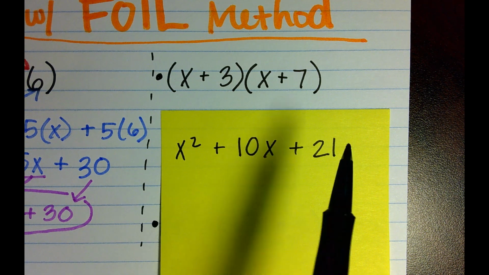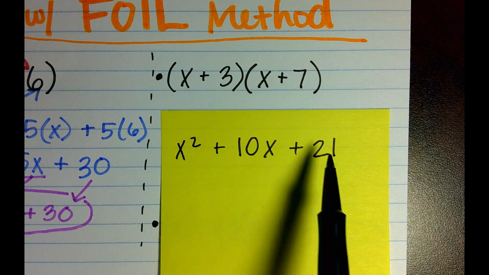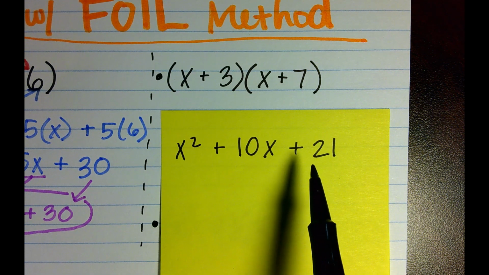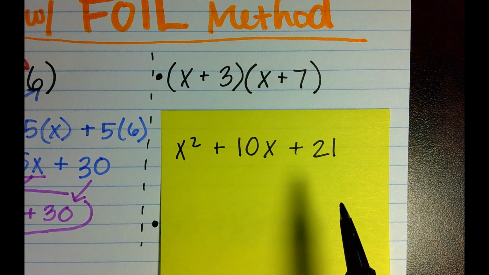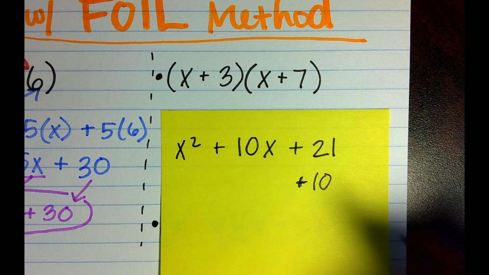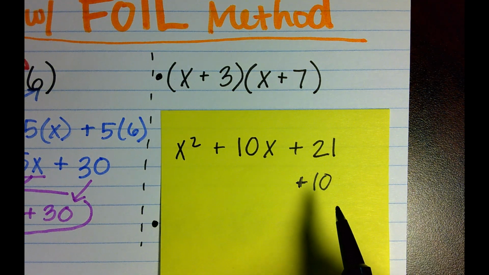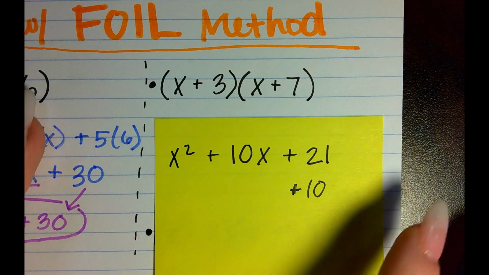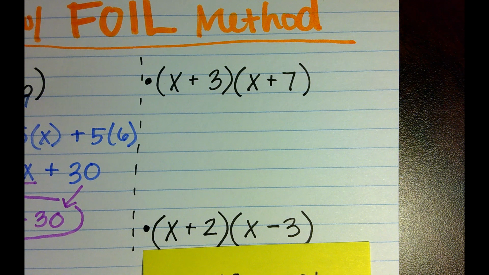Okay, so everybody got 10x in the middle? What are some numbers we got for our last term? 21 is what I have written. Did you get plus 10? Okay, so plus 10. Anybody get something different than 21 or 10? Everyone got one of these two? Okay, so let's check. Let's see what the correct answer is. So, what's my first step?